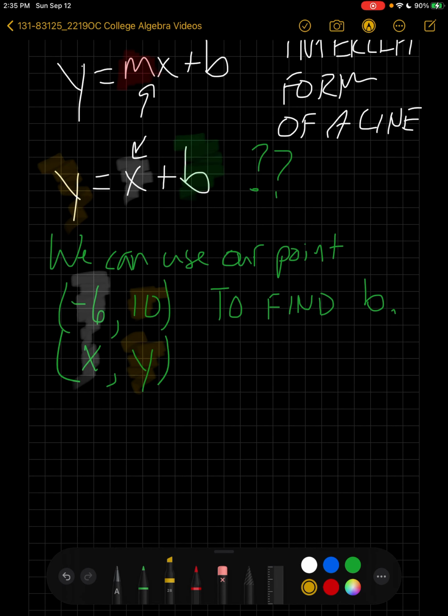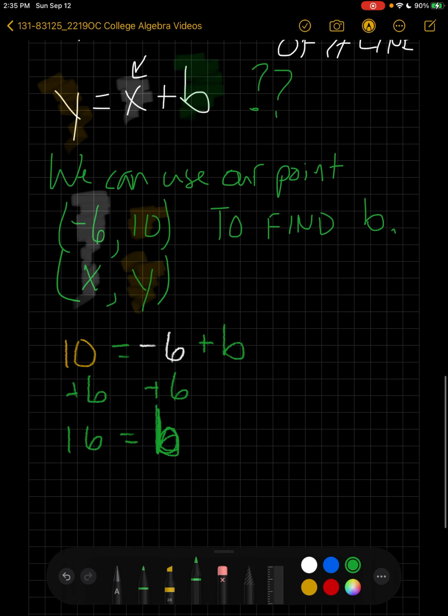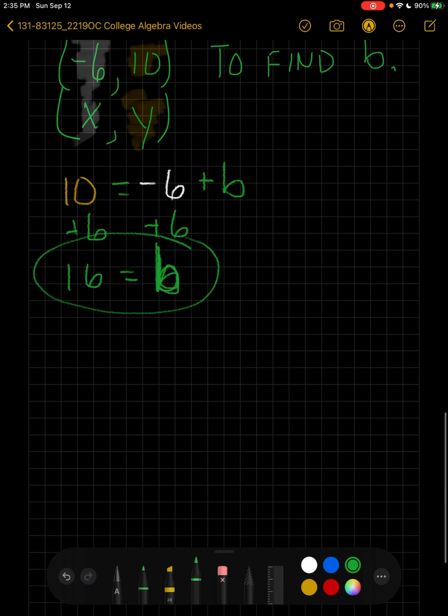And when we plug those into our equation, we get 10 is equal to negative 6 plus b. And we just want to solve and figure out what b is going to be in this case. We can do that by adding 6 to each side. We get 16 is equal to b. Sorry, I know my b's look like 6's. This is a b. And now we know the b value for our equation.